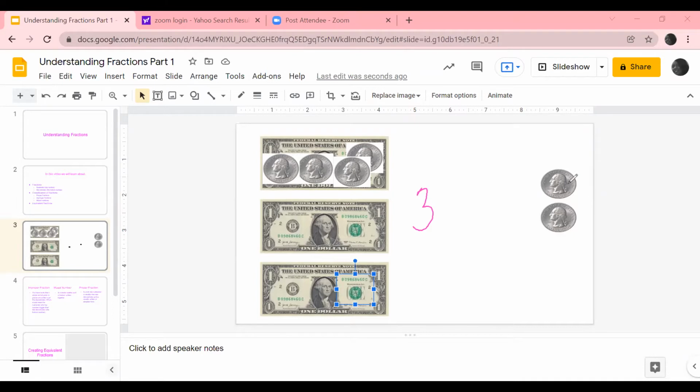Okay, so since I would need another 2 quarters to represent a whole dollar, my denominator, that means I broke my whole dollar up into 4 sections. So my denominator will represent that. It will let somebody know that I broke my dollar up into quarters. Then I have 2 left. So this is written as a fraction. I will have $3 and 2 quarters.